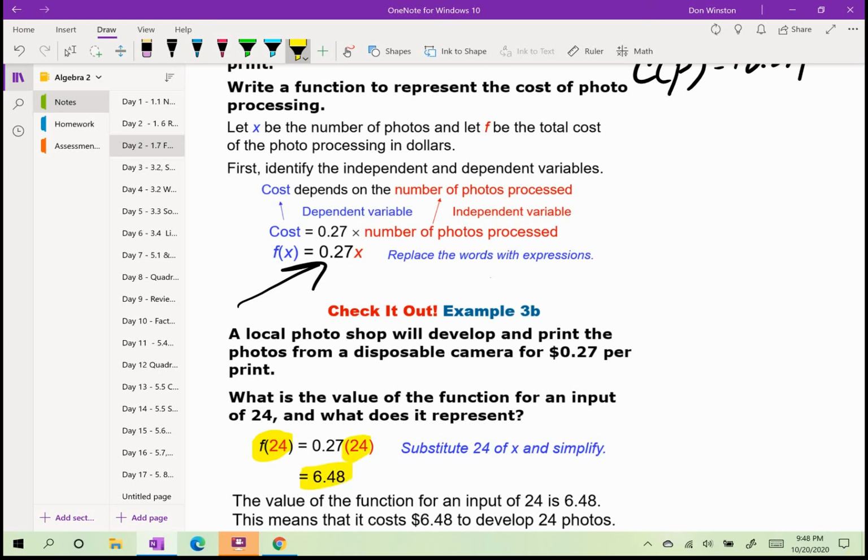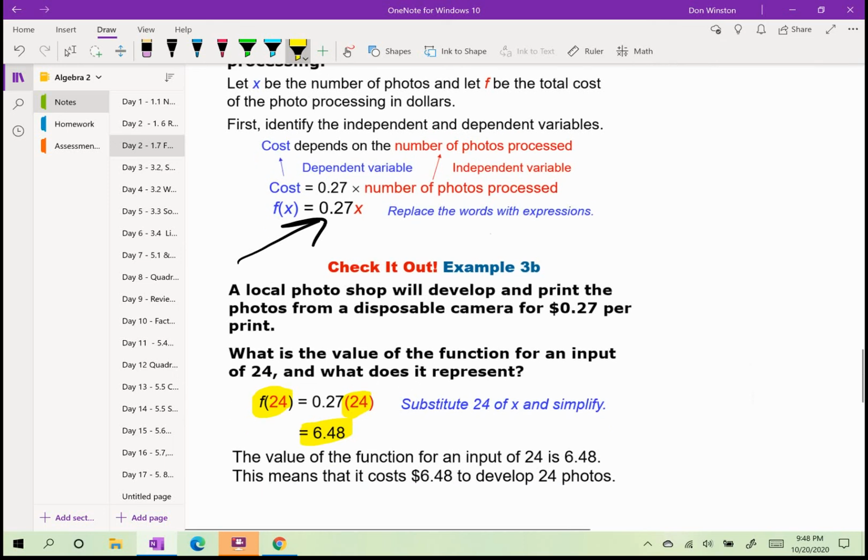24 is the independent variable. F of 24 is the dependent variable. F of x, C of P, dependent variable.